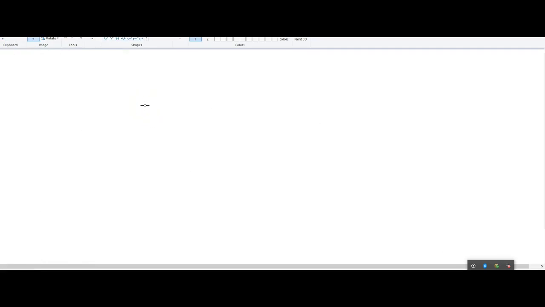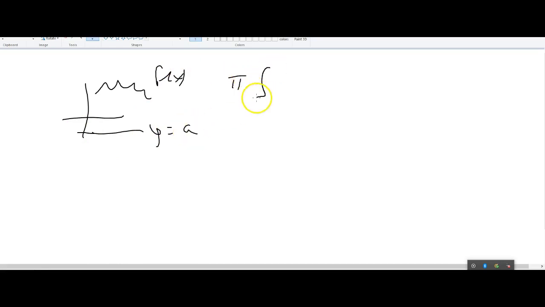It's going to look like whatever the function is, f of x, rotating it around y equals a. My integral is going to be the integral of f of x minus a, squared, dx.